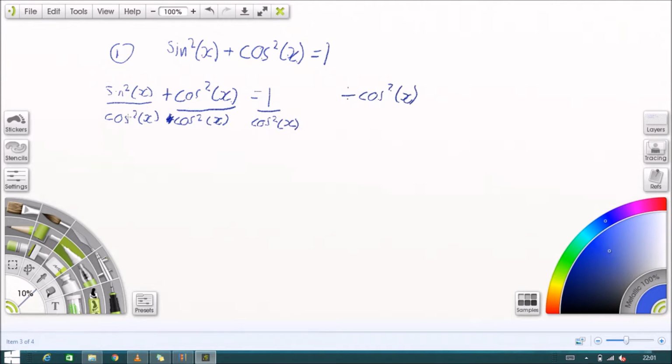And what is sine over cos? Sine over cos is, as you remember from before, equal to tan. So sine over cos, squared, is equal to tan squared. And 1 over cosine is equal to sec. So 1 over cosine all squared is going to be equal to sec squared. Not 1 over sec squared, sec squared.